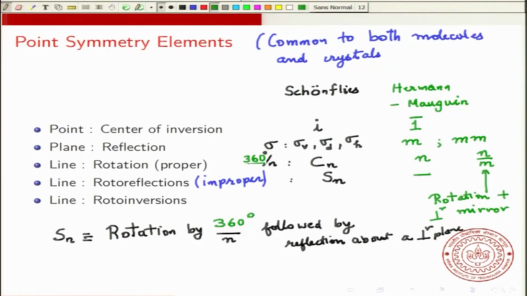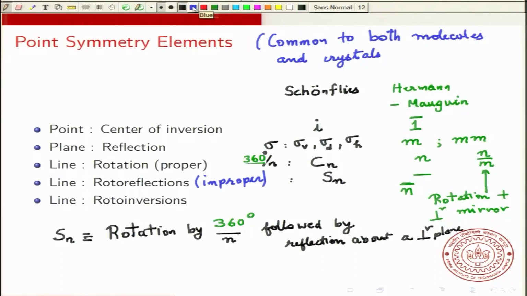Okay. Now Sn, in Hermann-Mauguin notation we don't really use this. There is no symbol for it, but we use rotoreflections, rotoinversions. This is a rotation followed by an inversion, and this is denoted by n bar. N with a bar on top refers to rotation followed by reflection about a plane that is perpendicular to the rotation axis. So, these are the two common notations, and these are notations for the symmetry operations.